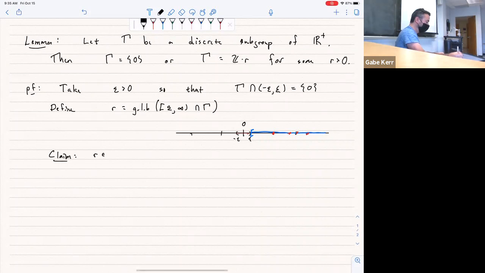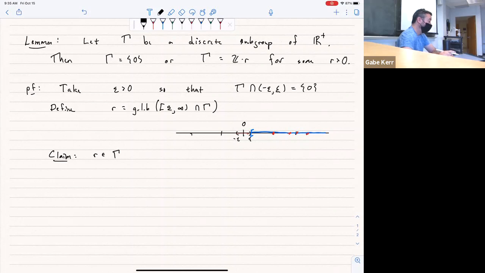So r is in gamma. Someone can tell me, I think, why that is true? We're trying to prove the lemma. Isn't what you're saying with r equals greatest lower bound that r just is the smallest number bigger than 0 that's in gamma?